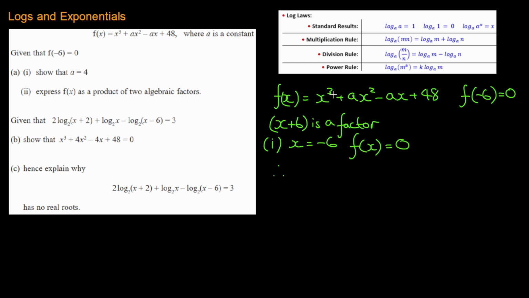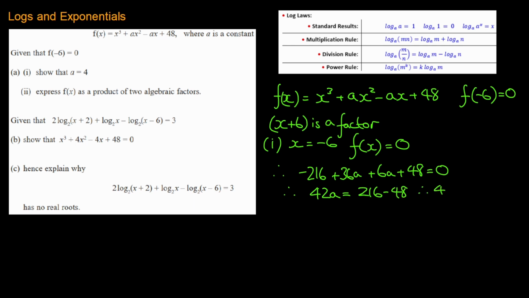So therefore, negative 6 times negative 6 times negative 6 is negative 216. Negative 6 times negative 6 is 36, so this is plus 36a. Negative 6 multiplied by negative a is plus 6a, plus 48, and that equals 0. So therefore, gathering up all the a terms, 36 plus 6 is 42a, equal to 216 minus 48.